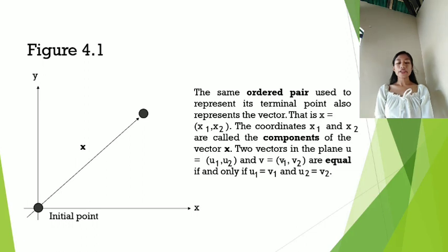The same ordered pair used to represent its terminal point also represent the vector. That is, x is equal to x sub 1, x sub 2. The coordinates x sub 1 and x sub 2 are called the components of the vector x. Two vectors in the plane, u is equal to u sub 1, u sub 2, and v is equal to v sub 1, v sub 2 are equal if and only if u sub 1 is equal to v sub 1 and u sub 2 is equal to v sub 2.